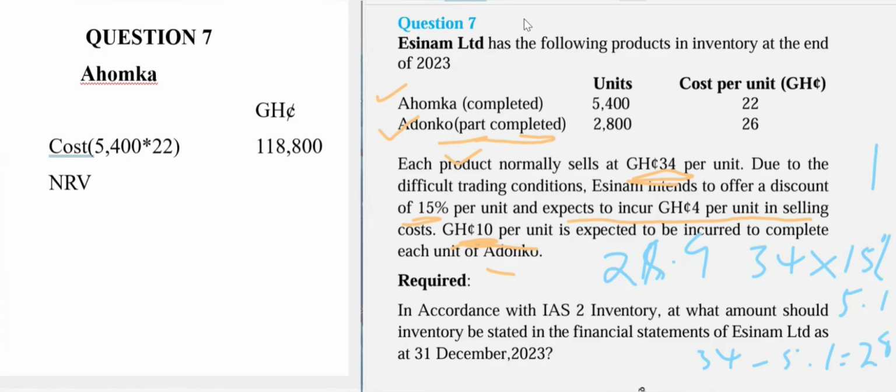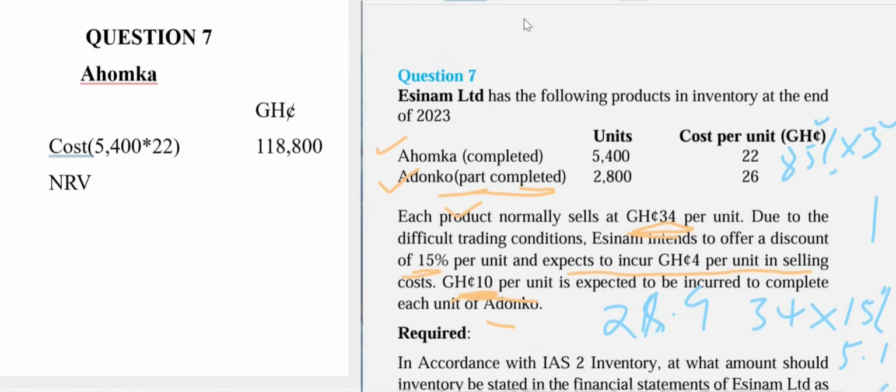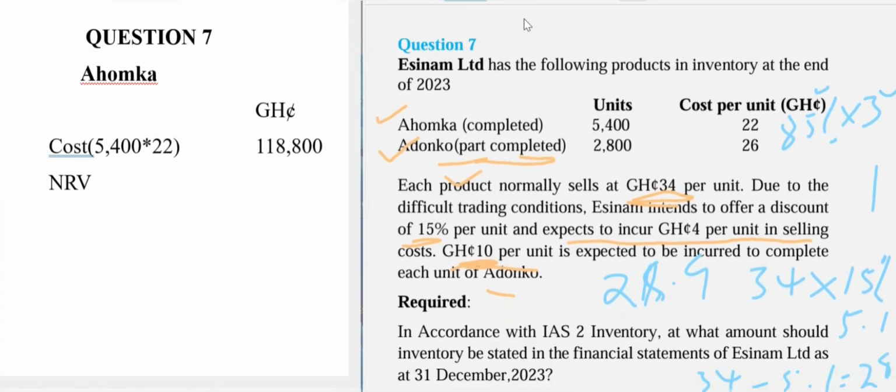Or you can do it this way. If the total percentage is 100% and the discount is 15%, then if you take the 15 from 100, you get 85%. So just do 85% times 34. Do it and see. You realize that you get the 28.9 straightforward.